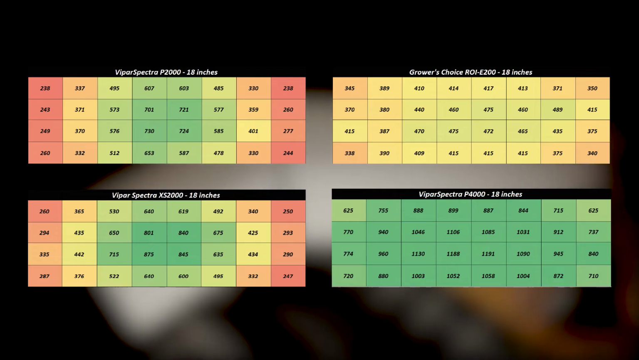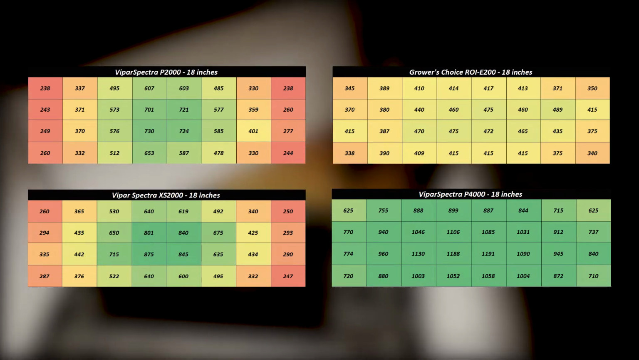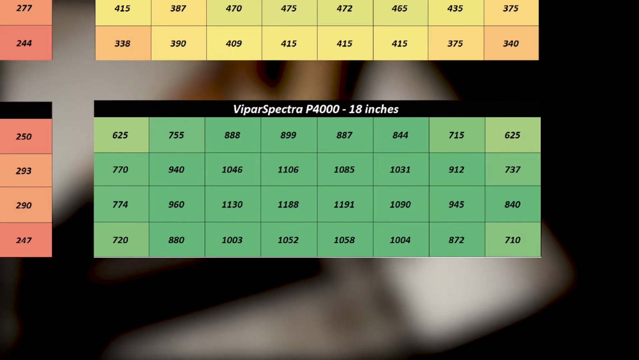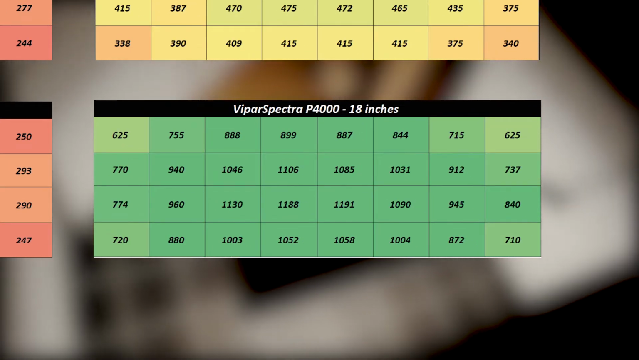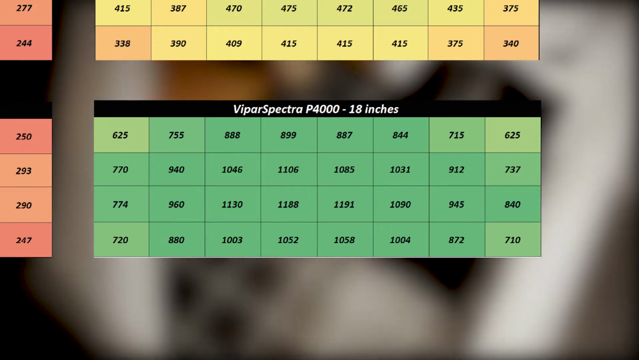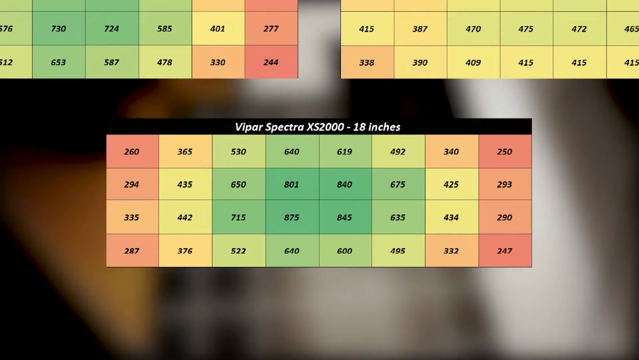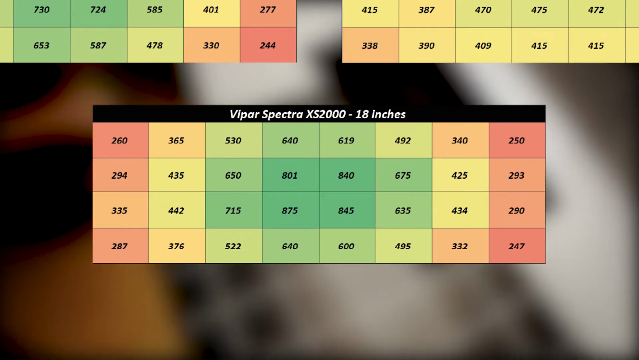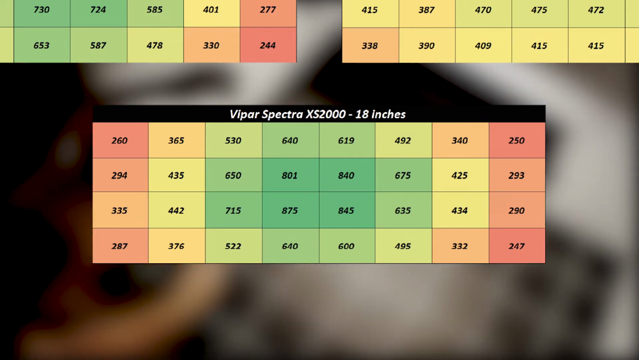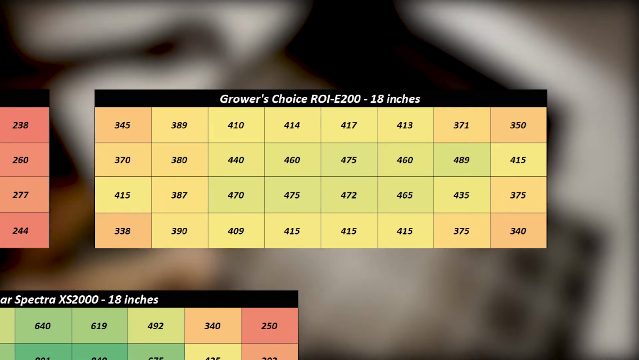Here, we have our four fixtures hanging at the same distance, which is 18 inches. And the first thing you'll probably notice is how high the values are on the P4000. Being that this light is 400 watt instead of 200 watt like the others, it should be no surprise. We'll get back to the P4000 later, as I want to bring your attention on the lights that have the same wattage here. As you can see, the XS2000 looks slightly better than the P2000, and overall they both deliver very decent results. As for the E200, the values are much lower. However, there is a reason to this.